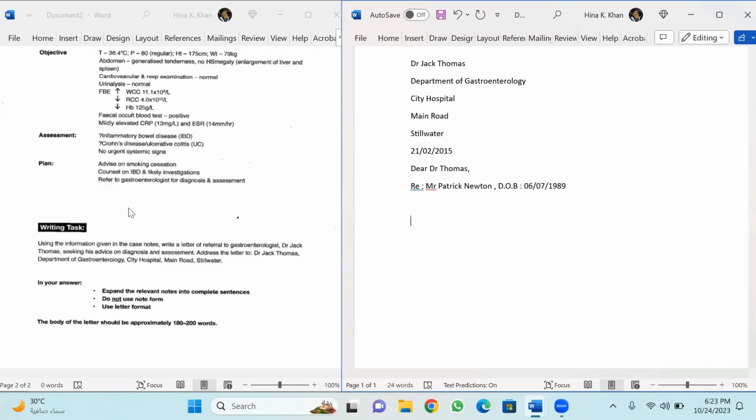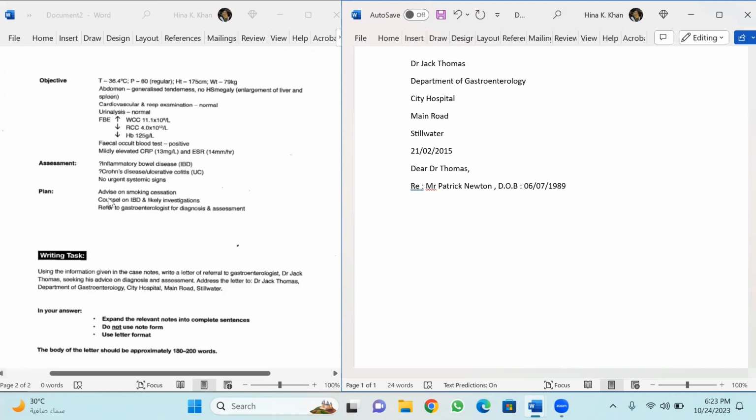Now if I take this introduction: the plan is advice on smoking risk, counsel on IBD and likely, refer to gastroenterologist for diagnosis and assessment. Now I'm going to refer this patient to a gastroenterologist for diagnosis and assessment, so I will mention this in my purpose, in my introduction. Again, what is the assessment? I'm suspecting that he might be having IBD. It can be either Crohn's or ulcerative, and no urgent systemic signs. So this is what I'm suspecting, and I'm now referring this patient to a gastroenterologist for diagnosis and assessment.